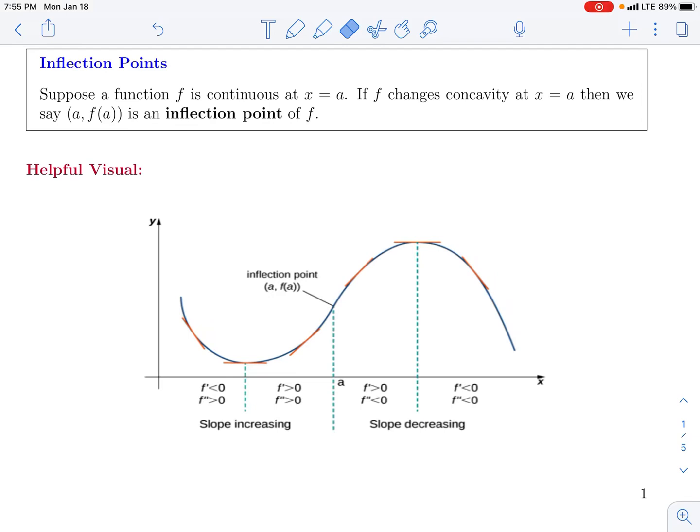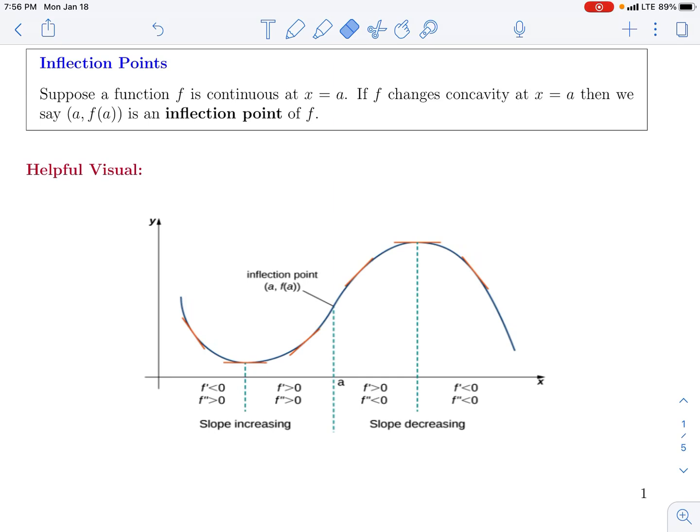In this video, we're going to talk about inflection points. So naturally you're thinking, what is an inflection point? Suppose you have a function f that's continuous at the x value x equals a. If f changes concavity at x equals a, then we say the point (a, f(a)) is an inflection point of f. In other words, it's a point on the graph where the function changes concavity.